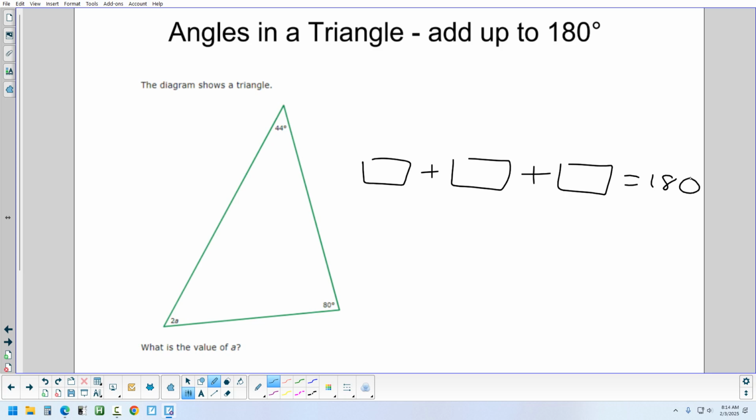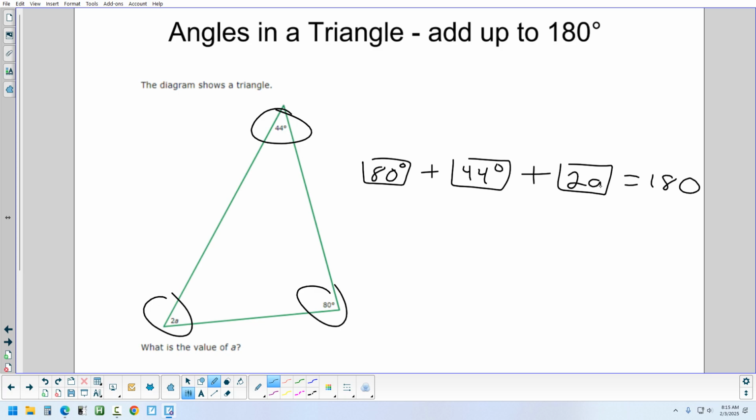In each box, you write down an angle. It doesn't matter which angle goes in which box. You just fill in each box with one of the three angles. So what could I put in the first box? 80. Sure, you could put 80. Second box? 44. And the third box? 124. 56. I have to put something that's up here. These are the three things you're allowed to pick. 2A. Yep, 2A.